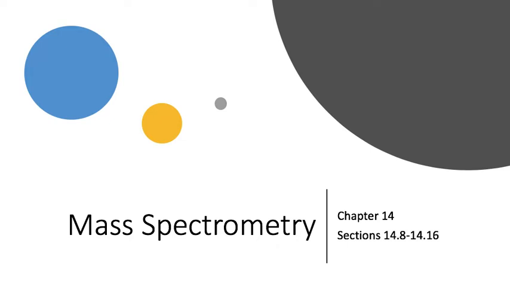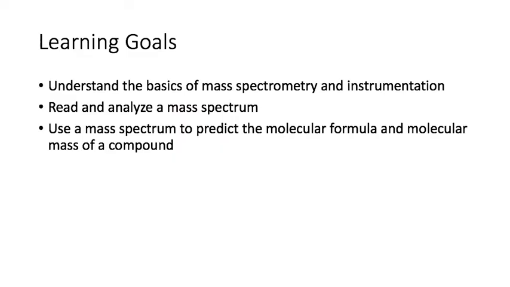This video focuses on the concepts of mass spectrometry, which is discussed in Chapter 14, Sections 14.8 through 14.16. Our goals for this chapter are to understand the basics of mass spectrometry and the instrumentation required to do this experimentation. We're also going to practice reading and analyzing a mass spectrum, and then we'll use that mass spectrum to help us predict the molecular formula or the molecular mass of a compound.